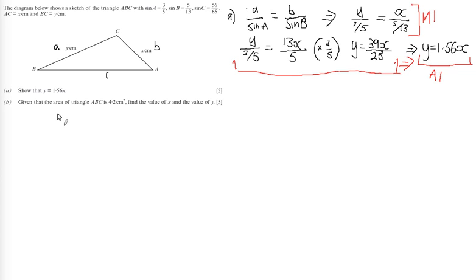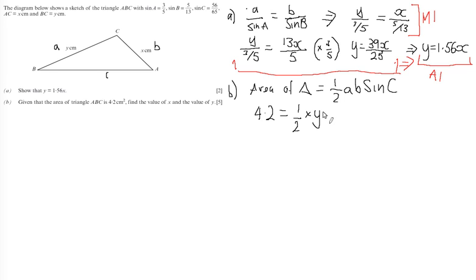Okay, so part b says given that the area of the triangle ABC is 4.2 centimetres squared, find the value of x and find the value of y. So what we're going to do here is use the area of a triangle equals a half ab sine C. So when I work this through, what I know is 4.2 is equal to half times y times x times sine C.